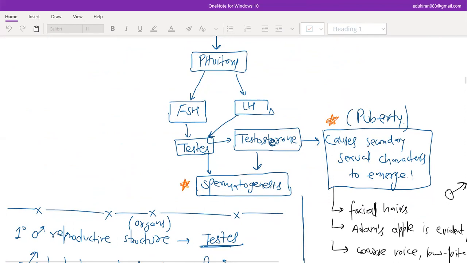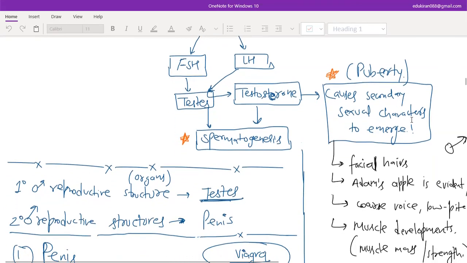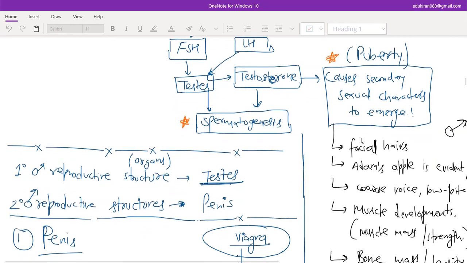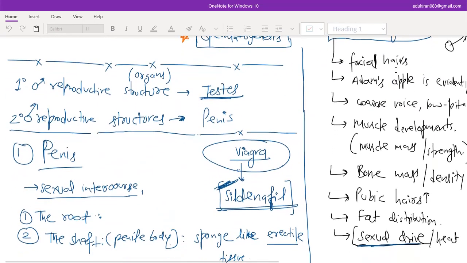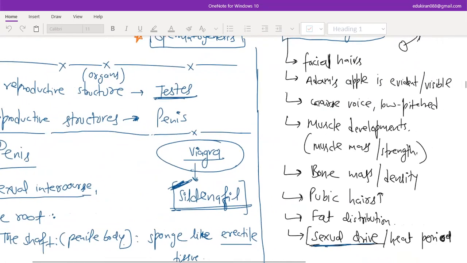This hormone is important for puberty related changes. It causes the secondary sexual characters to emerge. And what are these secondary sexual characters in males? Development of facial hair, the voice box develops, and the voice becomes coarse and low pitched in males. Muscle mass and strength develop under the effect of testosterone. The bone mass and bone density develop. Pubic hair develops around the genitalia. Then fat distribution starts and sexual drive begins.